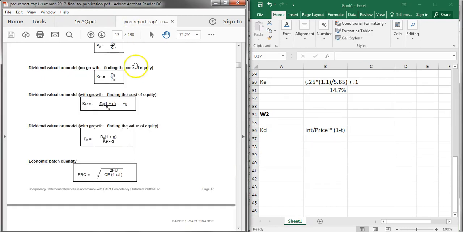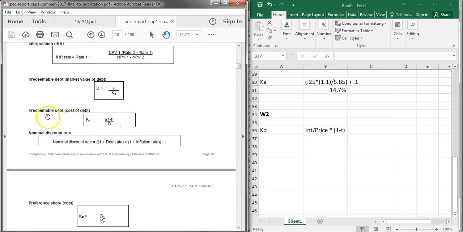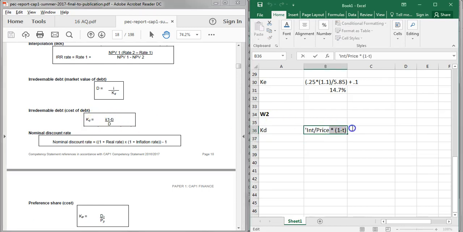It's given to you in the solution. It is given anyway. See it here. Irredeemable debt, cost of debt. It's the interest times 1 minus t. So if we want to put that up just in case people get confused: interest times 1 minus t divided by the price, which is the capital D. So you see, sometimes students can be confused. They won't know what the notation means.